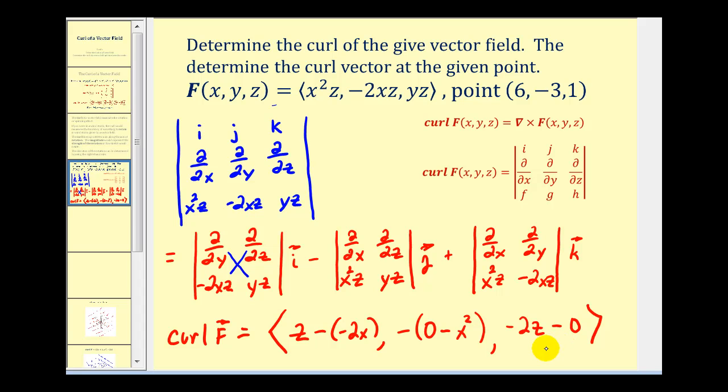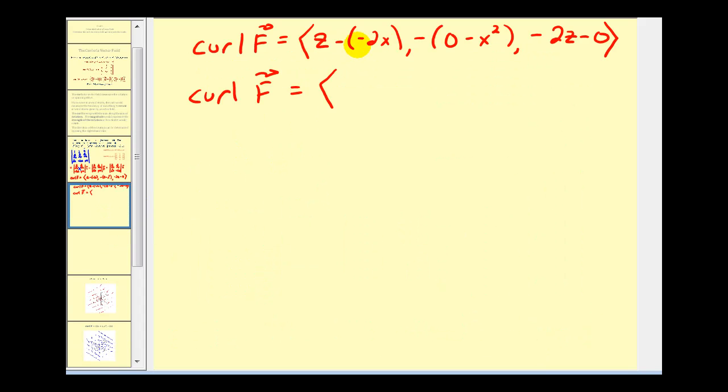Let's simplify this on the next page. So we'll have z plus 2x. This would be positive x squared. And here we'd have negative 2z. So notice the curl of vector field F is another vector field.